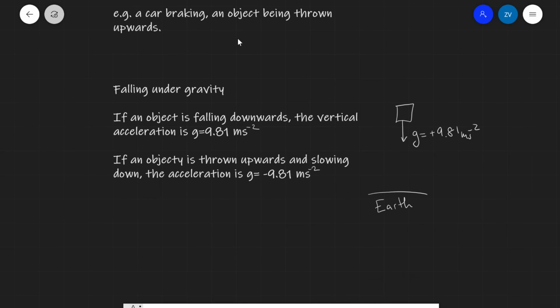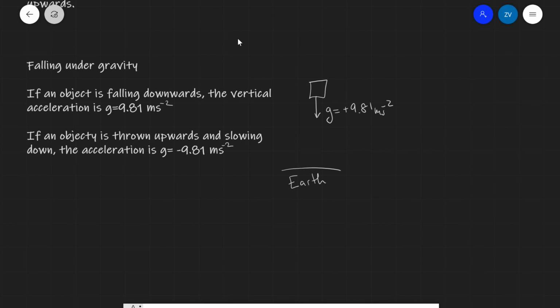Now, on the other hand though, and this is really interesting, if an object is being thrown upwards and it's slowing down, its velocity is decreasing, then we take the acceleration to be negative.